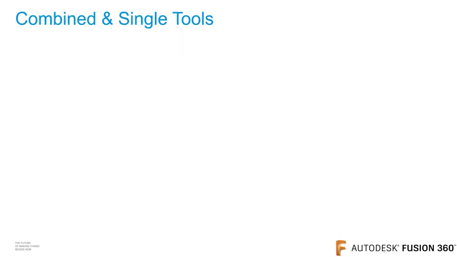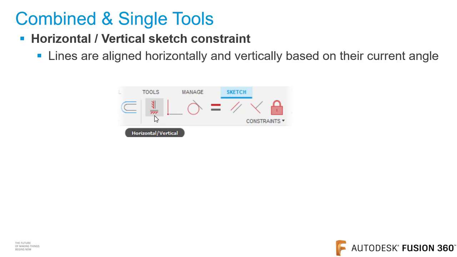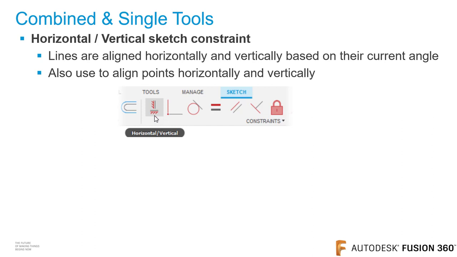Next, let's talk about combined and single tools. For example, the horizontal and vertical sketch constraint are combined inside of Fusion 360. How this tool works is lines are aligned horizontally or vertically based on their current angle. For example, if I had a line at 10 degrees, it would change to horizontal. If I had a line at 80 degrees, it then would become vertical. Note that you can also use the horizontal vertical sketch constraint to align points either horizontally or vertically.